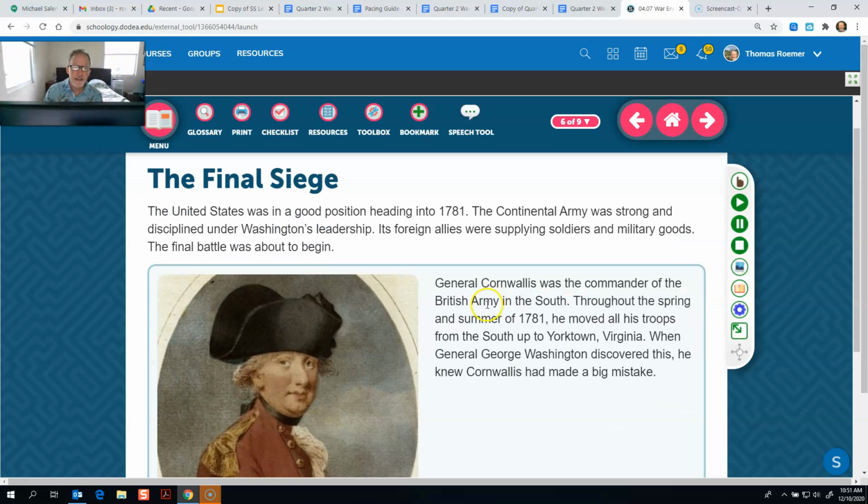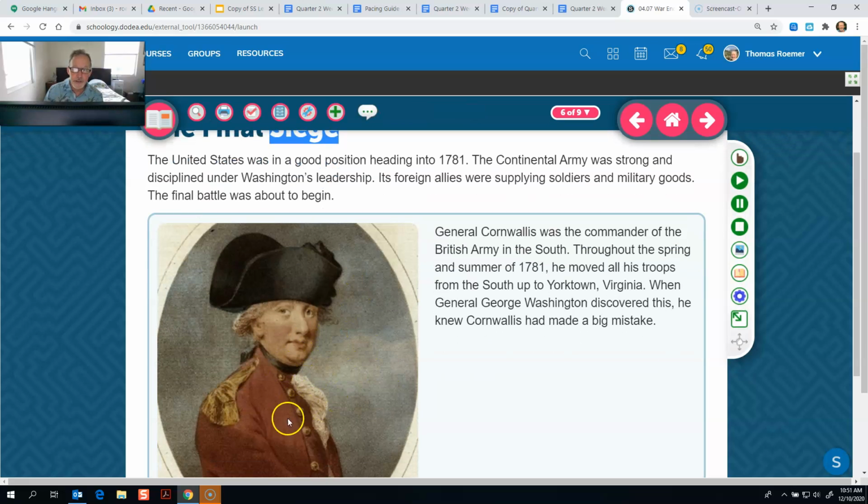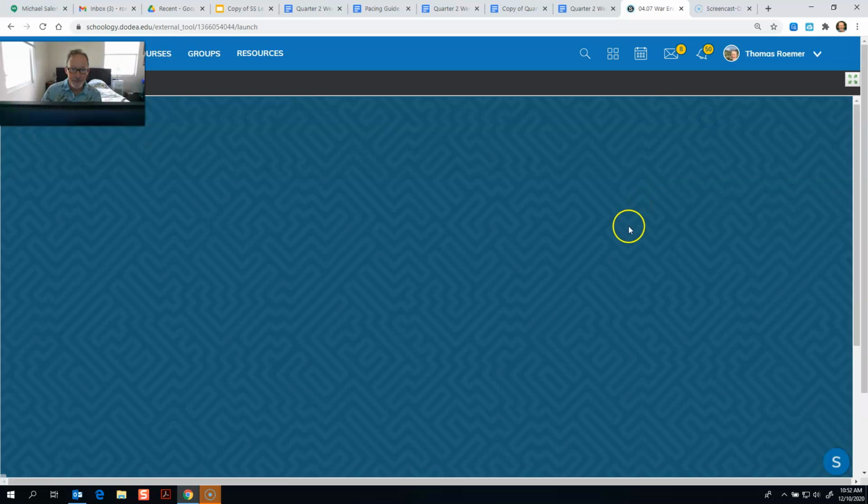And now here, the final siege. Okay, siege would mean battle. In this case, you can see right here, this is General Cornwallis. Okay, and he was the British commander. Now, he moved his troops up to Yorktown. And when General Washington saw that, he was like, aha, I got you now. Okay, so he knew he had him. Cornwallis had made a big mistake. So Cornwallis went into Yorktown.